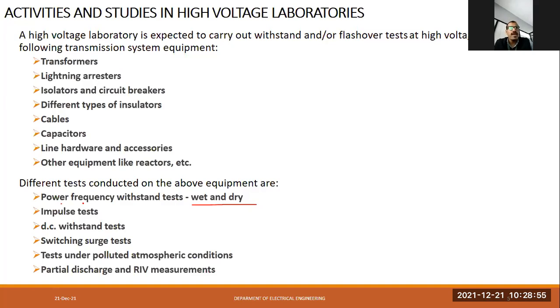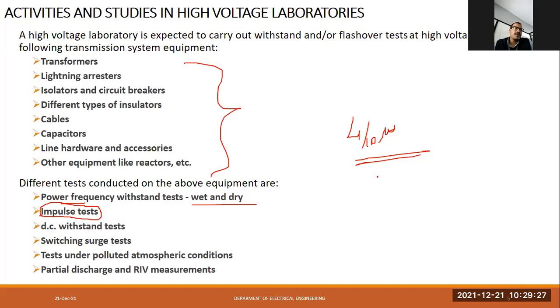There is a high power frequency which is used, and at that frequency we check several samples taken out for wet as well as dry conditions. Under those conditions we check whether all the equipments pass the test or not. Then the impulse test, a very high impulse of around 4 by 10 microseconds. For that time period, very high voltage is applied on these equipments, and we check whether they pass or not.